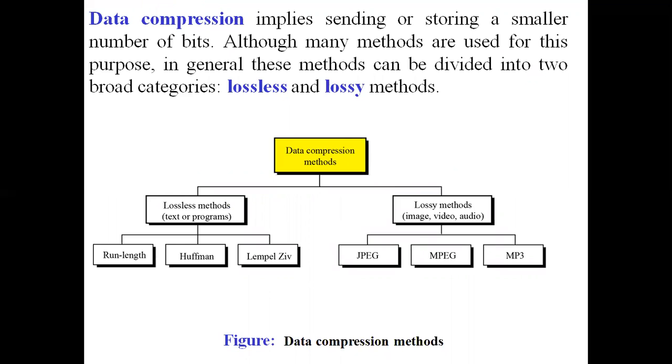Data compression implies sending or storing a smaller number of bits. So the bits can be the information of your image, audio, video, or your text material. Although many methods are used for this purpose, the general methods can be divided into two broad categories, that is lossy and lossless methods. Lossless methods basically apply to text or programs, and they are further subdivided into run length encoding, Huffman encoding, LZW, then we have Shannon Fano. And lossy methods are for image, audio, and video, and they are like JPEG, MPEG, MP3, and so on.